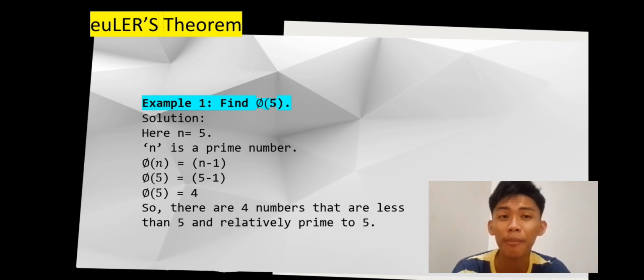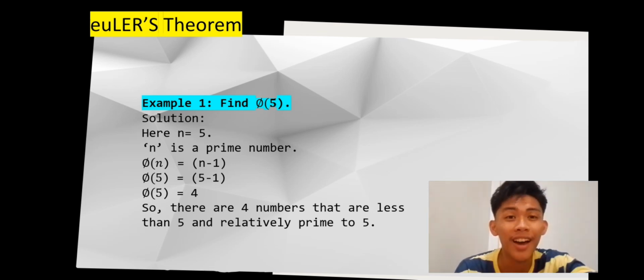Our first example here is find phi of 5. Our n here is equal to 5. In this example, we can use case 1. In case 1, the formula is n minus 1. Our n here is 5, so we substitute the given to the formula. n minus 1 is equal to 5 minus 1. If we subtract 5 minus 1, the result will be 4. Therefore, there are 4 numbers that are less than 5 and relatively prime to 5.